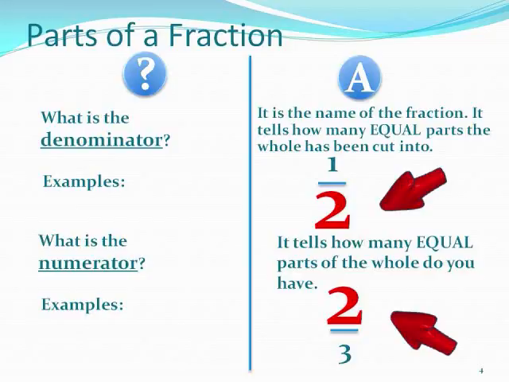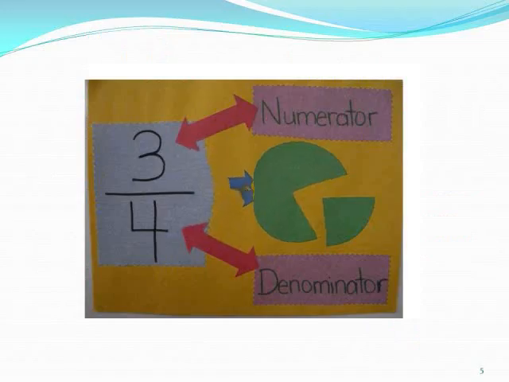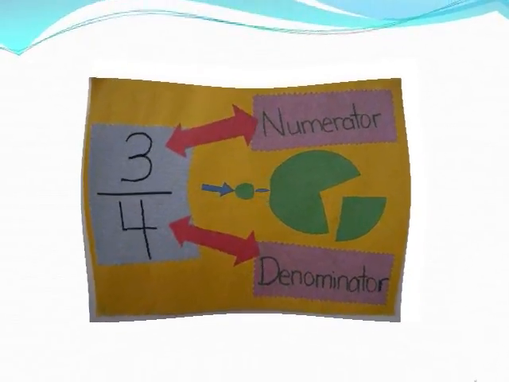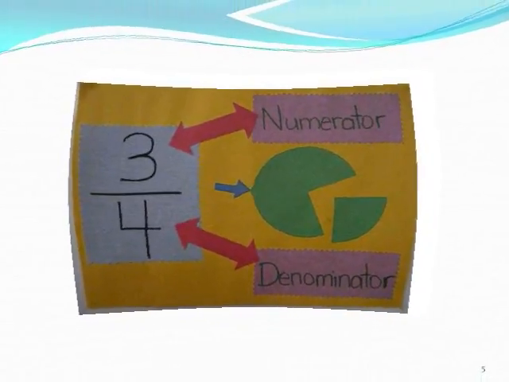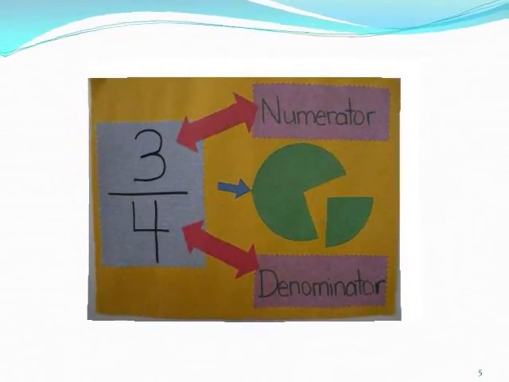What is a numerator? It tells how many equal parts of the whole you have. 2 out of 3. For example, 3/4. 3 is the numerator, 4 is the denominator. 3 out of 4 equal parts.